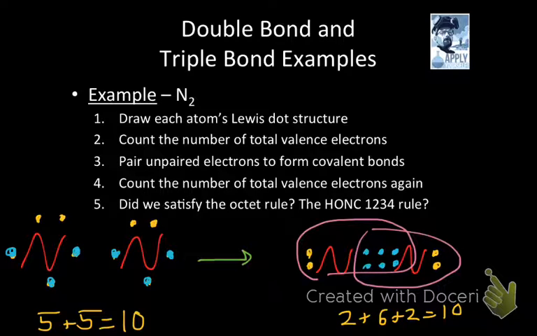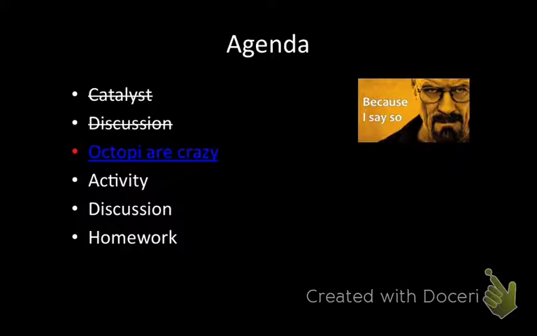Hunk 1, 2, 3, 4, nitrogen will form 3 covalent bonds with other atoms, and in our triple bond, we essentially have 3 covalent bonds between the 2 nitrogen atoms. So that's it for our discussion.